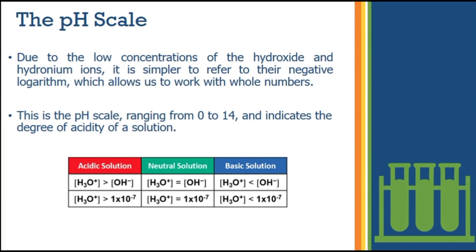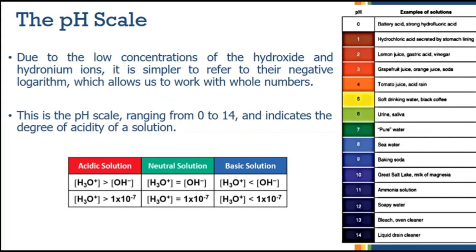What about a neutral solution? Well, the concentration of the hydronium ions is equal to the concentration of the hydroxide ion. And therefore, the concentration of the H3O plus ion is equal to 1 times 10 to the minus 7. For an alkaline solution or basic solution, the concentration of the hydronium ion is less than the concentration of the hydroxide ion. And therefore, the concentration of the hydronium ion is less than 1 times 10 to the minus 7.